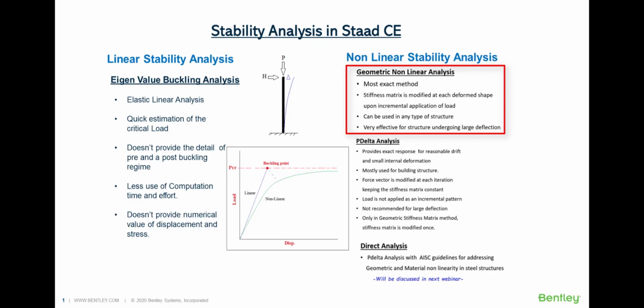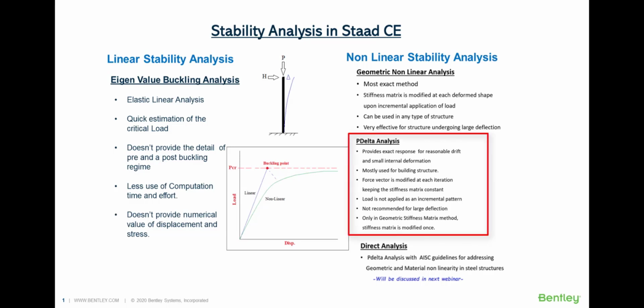Second is the PDelta analysis. This is an exact method for capturing the small and large delta, that means the drift and the internal deformation of the building-like structure. Here, the force factor is modified at each iteration, keeping the stiffness matrix constant. Only in the geometric stiffness matrix method does the program modify the stiffness matrix, and that too once, based on the initial configuration. This is generally not recommended for buildings which may undergo significantly large magnitude of deformation.